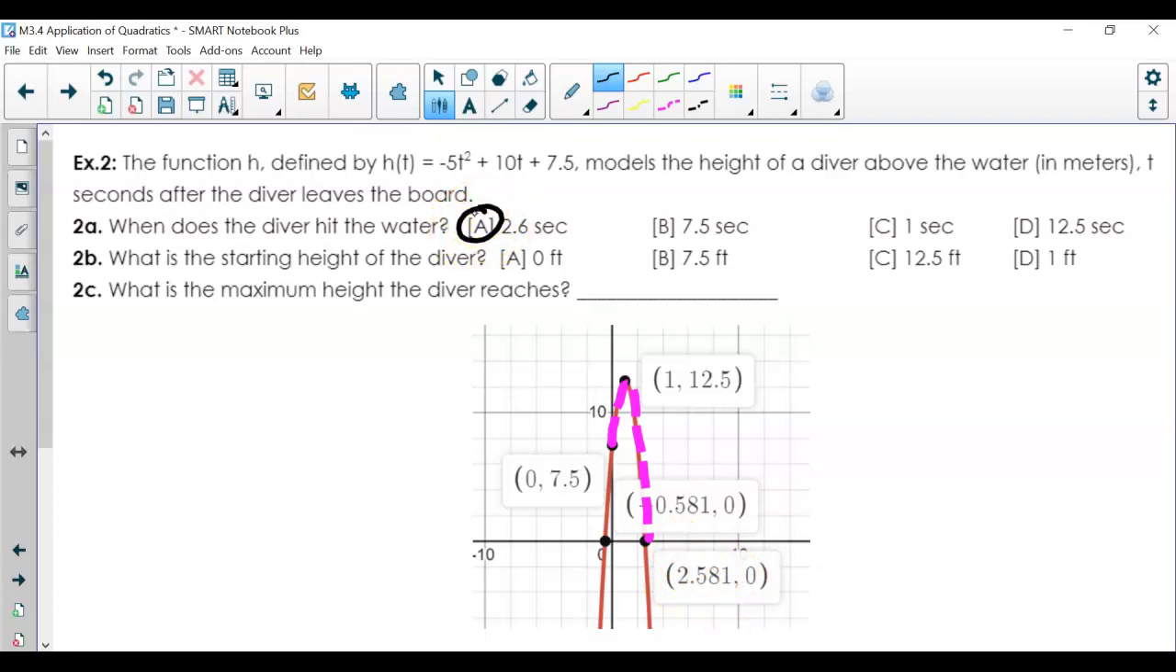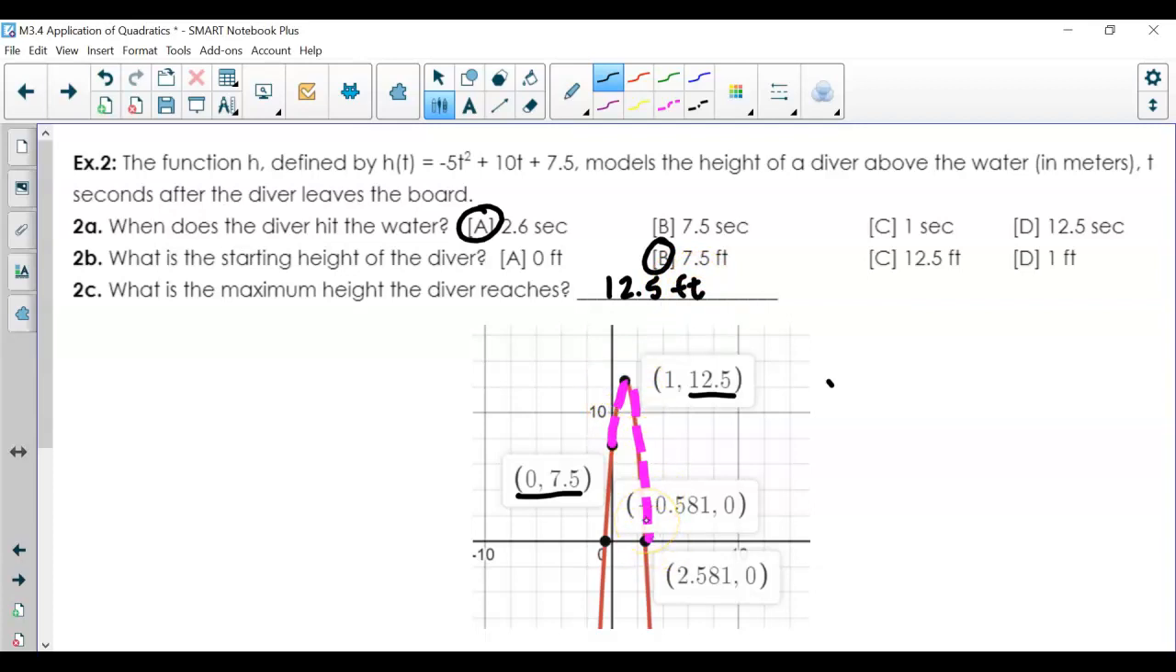What is the starting height of the diver? So where did they start? Right here, right? The y-intercept, 7.5 feet. What is the maximum height that the diver reaches? Well, it took 1 second, but what was the maximum height? 12.5 feet before the diver started going down and then hitting the water.